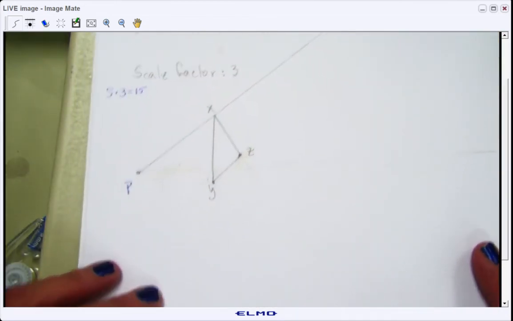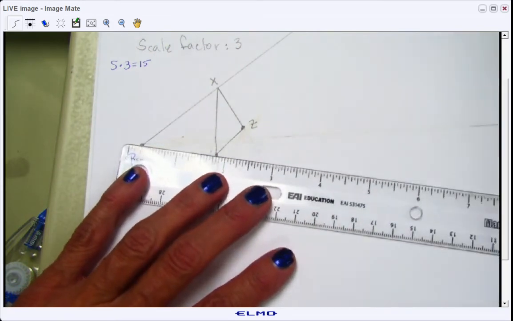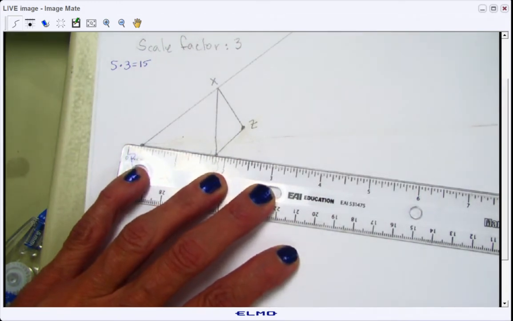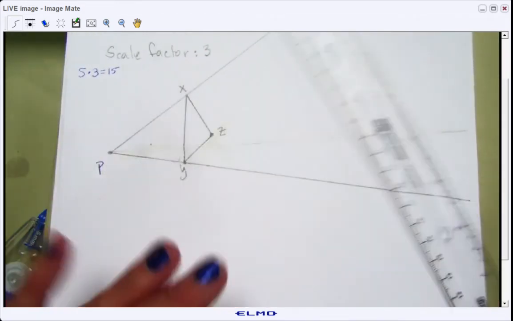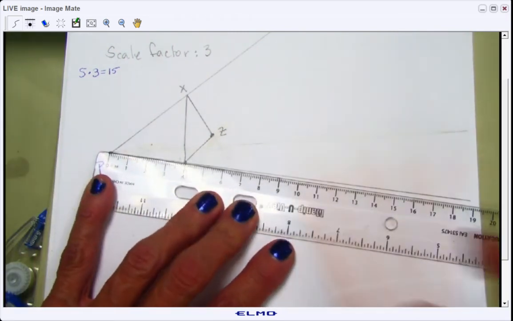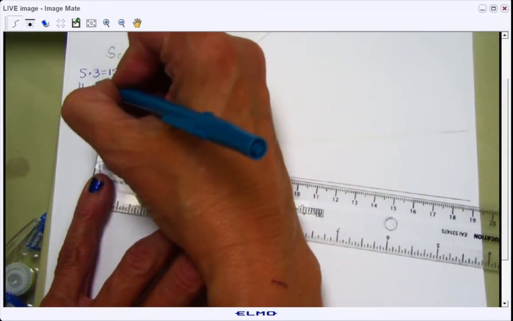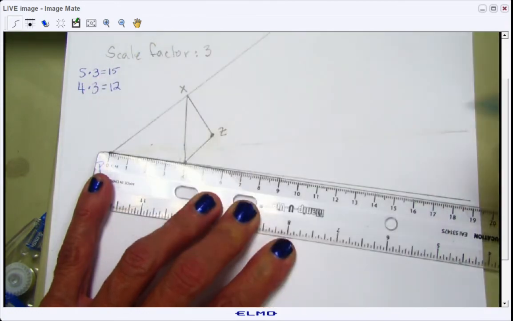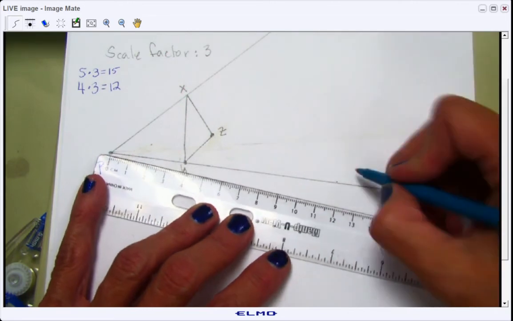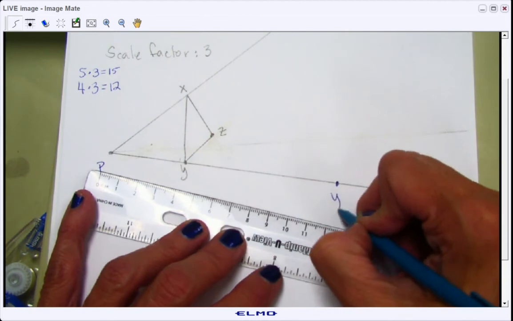Okay, so I changed it just a tad, just so that it's easier to see how to do this. So again, I'm going to put this on here and this on here, and I'm going to draw it like this. Then I'm going to make sure I'm using my centimeter side. And from here to Y is 4. I'm going to take 4 and multiply it by 3. That gives me 12. I'm going to come out here to 12, right here, and I'm going to call that Y prime.